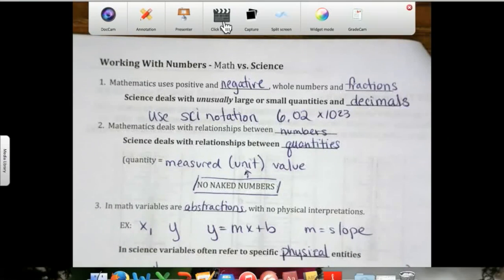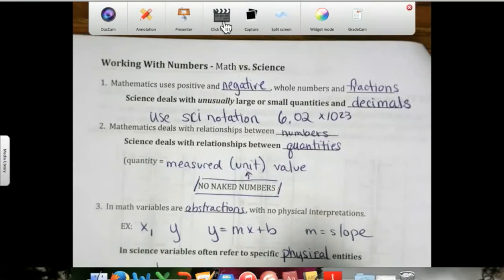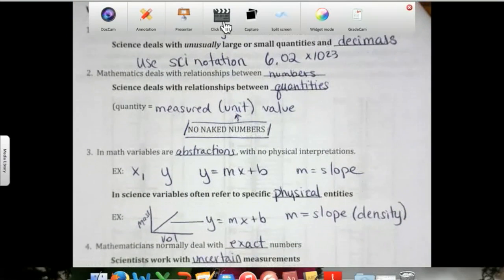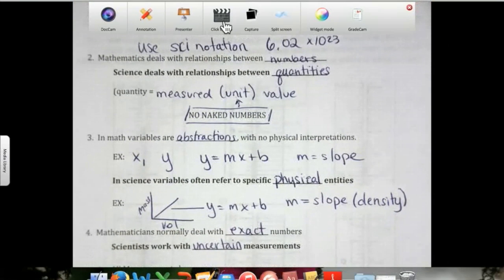Mathematicians often deal with exact numbers. So they are looking for very precise amounts. So like if you have 3, you know 3 is an exact number. Scientists, we are not so sure. We're working with uncertain measurements. And we talked about uncertainty a little bit when we talked about what we had in our graduated cylinders. So we're looking more and more at how do we know the number the best we can. Usually we don't.